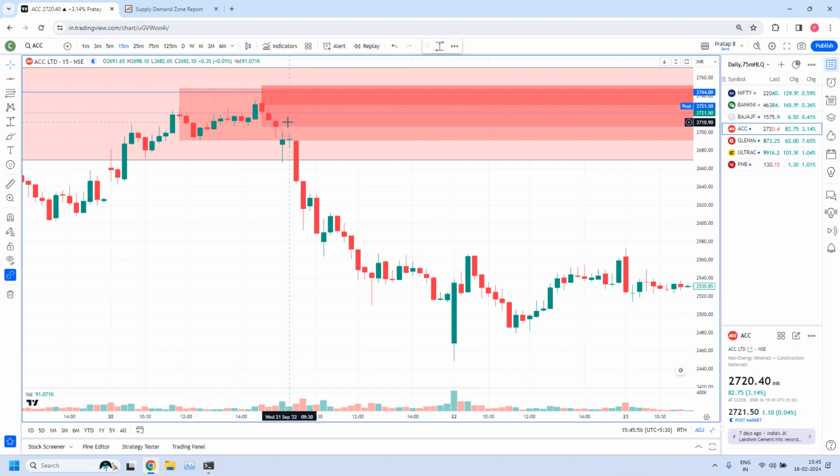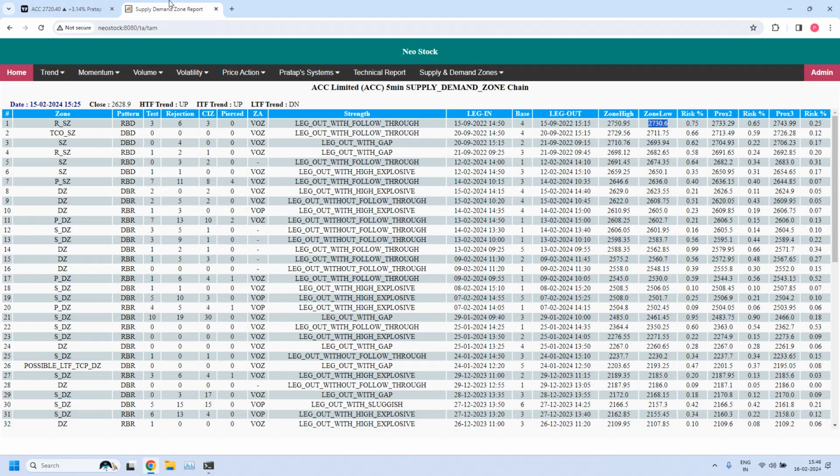So how to find the type 2 entry here? Our NeoStock report is showing only zone high and zone low. What is my type 2 proximal entry? What is my type 3 proximal entry? And how much risk will be there for type 2? How much risk is there for type 3? Those details are not provided in the report. So that is the reason why today I updated the software by adding even those columns.